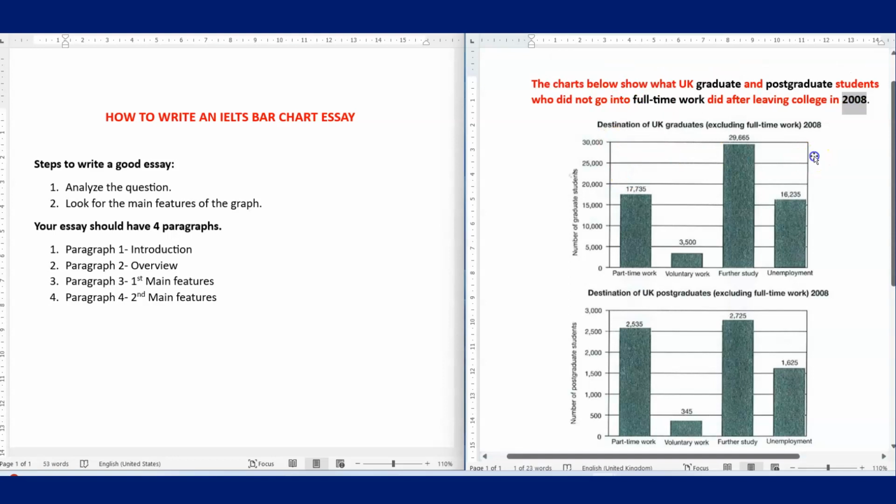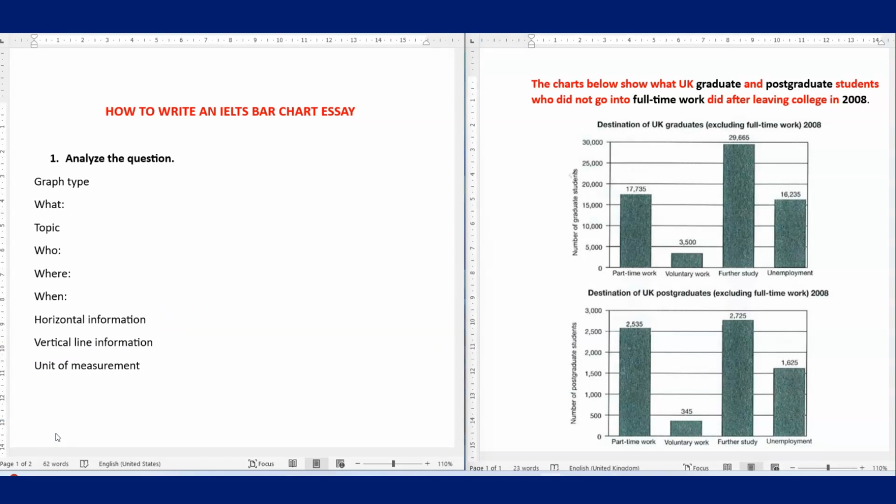All right, so now we have understood the question itself. It states that the chart below shows what UK graduates and postgraduate students who did not go into full-time work did after leaving college in 2008. So after we've read our question, the first step that we need to take is to analyze the question. So we are going to look at how we can analyze this question.